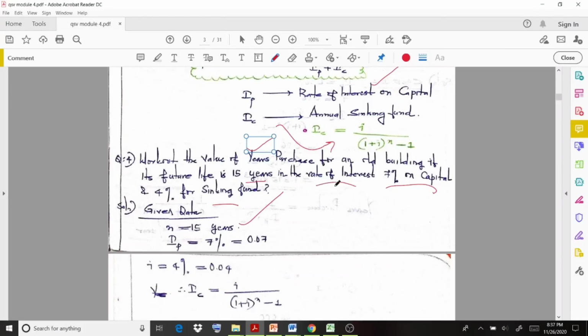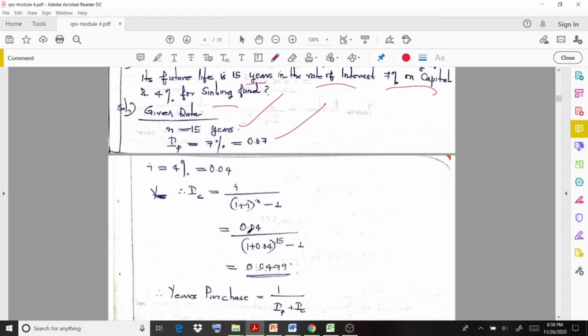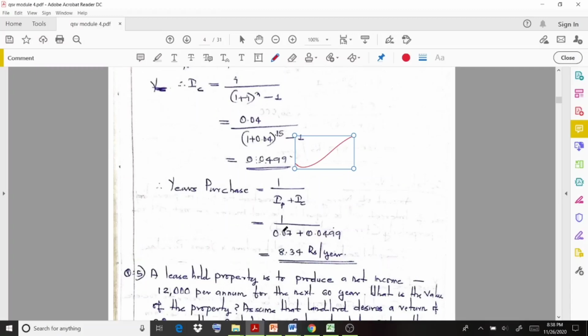Then it is given that IP, the rate of interest on capital, is going to be 7%. Then what about the i value? This is the rate of interest for the sinking fund, that is 4%, and you have to write it in decimal, so 0.04. If you substitute those values, you will get 0.0499. After that, you can directly substitute those values and get the years' purchase, which is going to be 8.34 rupees per year. That's the solution.